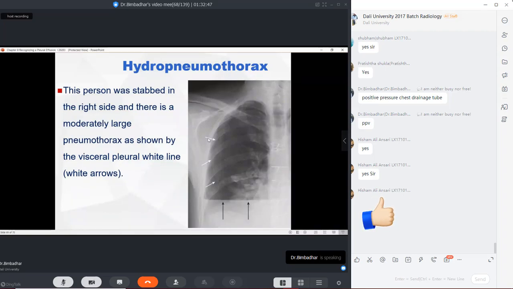Okay. Well, they were saying that the patient was stabbed on the right side and there is a moderately large pneumothorax, which is shown by the visceral pleural line. But there is no subcutaneous emphysema here, which is also fine. But he has undergone a thoracotomy. We are talking about the same patient. Since the patient was stabbed, there is a lacerated right intercostal artery. So to suture and ligate that artery to control the bleeding, maybe thoracotomy must have been done. And so that's the reason I can see both pleural effusion and hydropneumothorax.